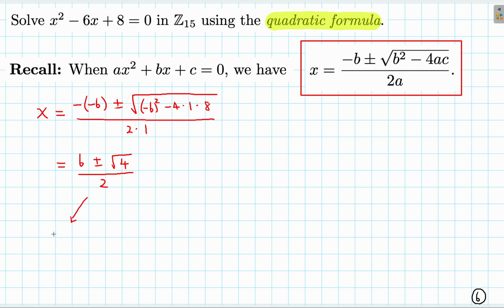And so we can go ahead and solve this. This would be 6 plus or minus 2 all over 2. And if we do 6 plus 2 divided by 2, we get 8 divided by 2, which is 4. Or if we do 6 minus 2, that's 4 divided by 2 is 2. And so we get the initial two solutions that we found by factoring.